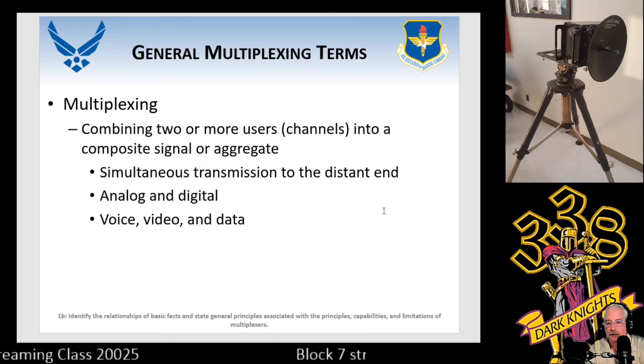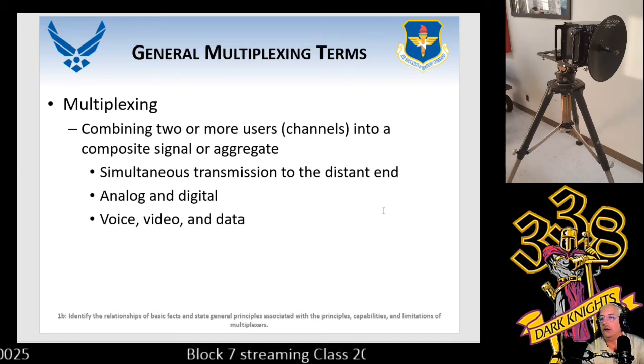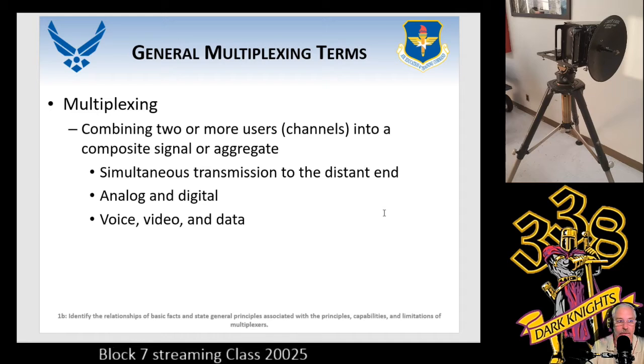Now what does it do? It takes the multiples of all these channels, combines it into one signal and sends it out. And then at the same time you're also getting another signal coming back in, and you're being able to split it apart and send it to the channels or users. It can be analog, it could be digital, voice, video, or data.